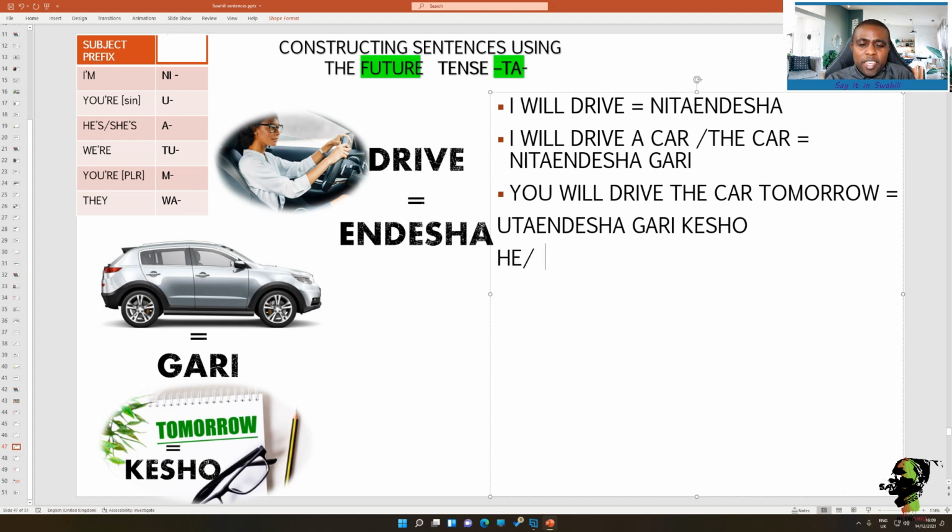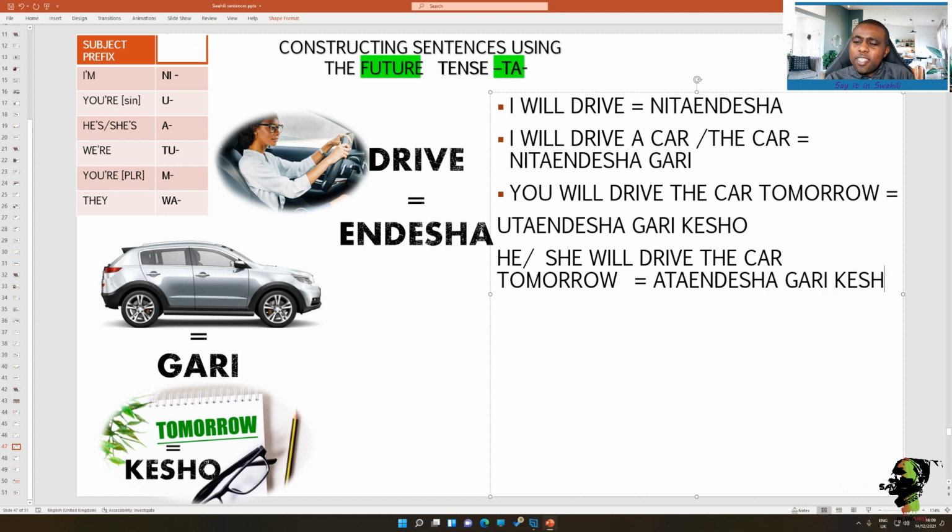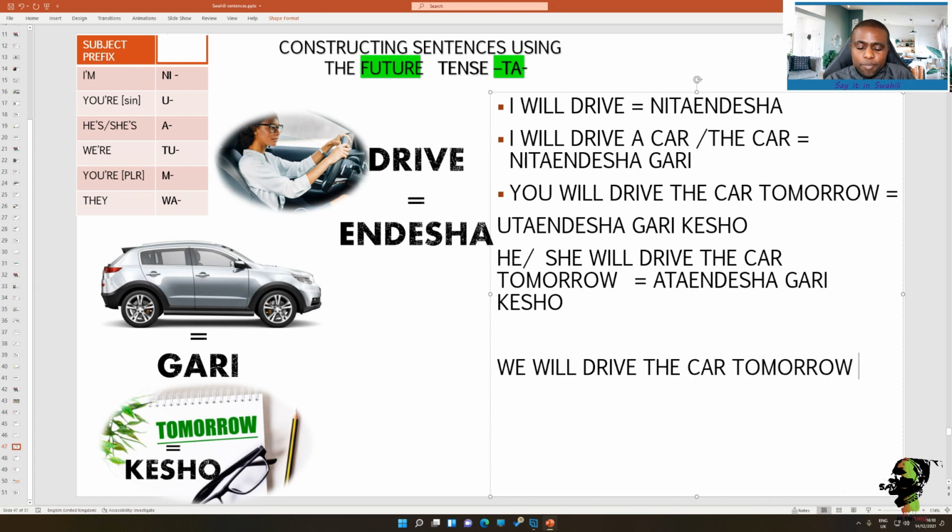What about he or she? Now this one is good for you to try again. He or she will drive the car tomorrow. Ataendesha gari kesho. Can you pronounce that for me? Can I hear it again? Ataendesha gari kesho. Good work. Asante. What about we will drive the car tomorrow? How do you say that kwa Swahili? Tutaendesha gari kesho. Simple.